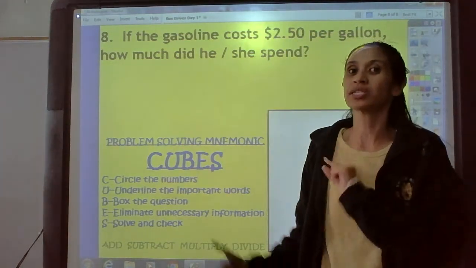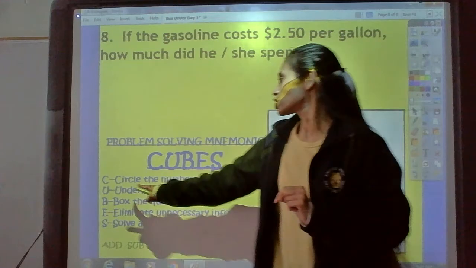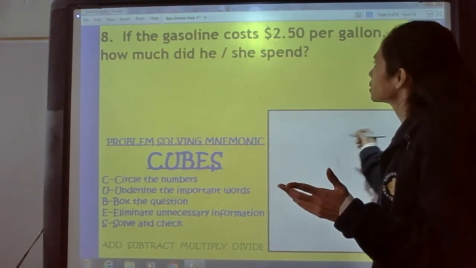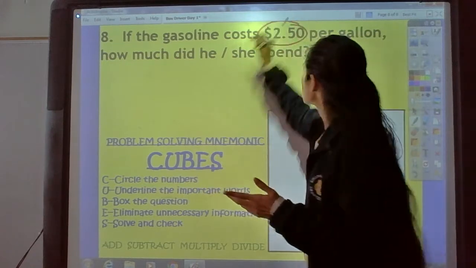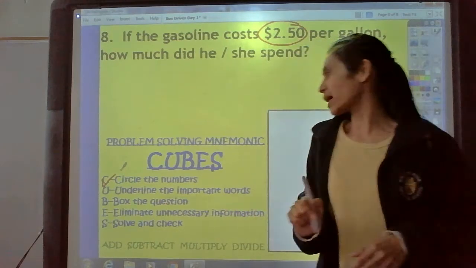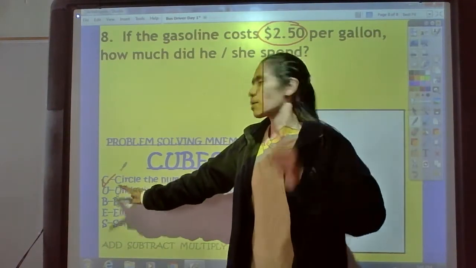So the first step is the C step, and it says to circle the numbers. All right, help me circle. What numbers do you see? Oh, there's only one number, $2.50. Oh, that was easy. The next step says U step.